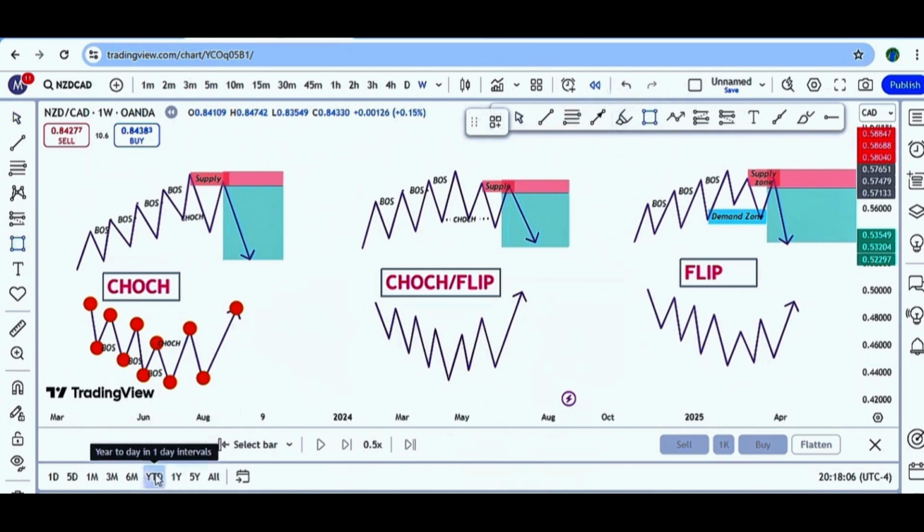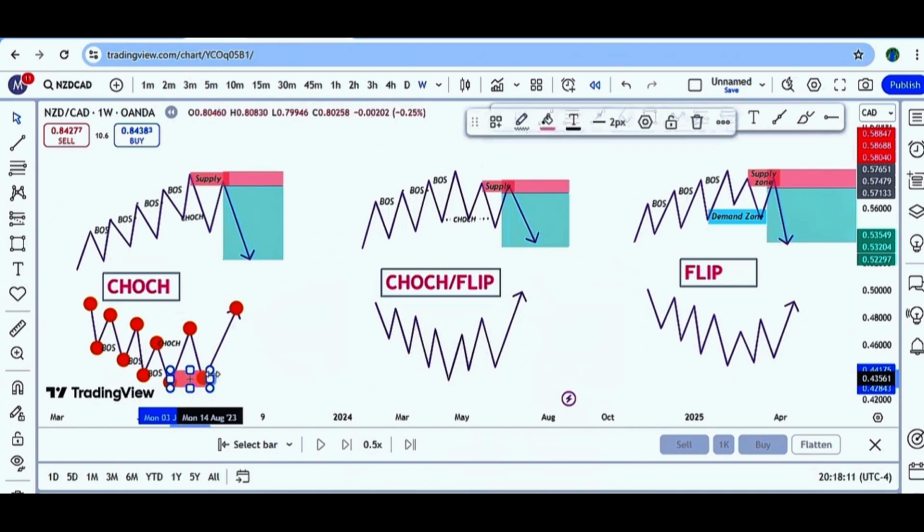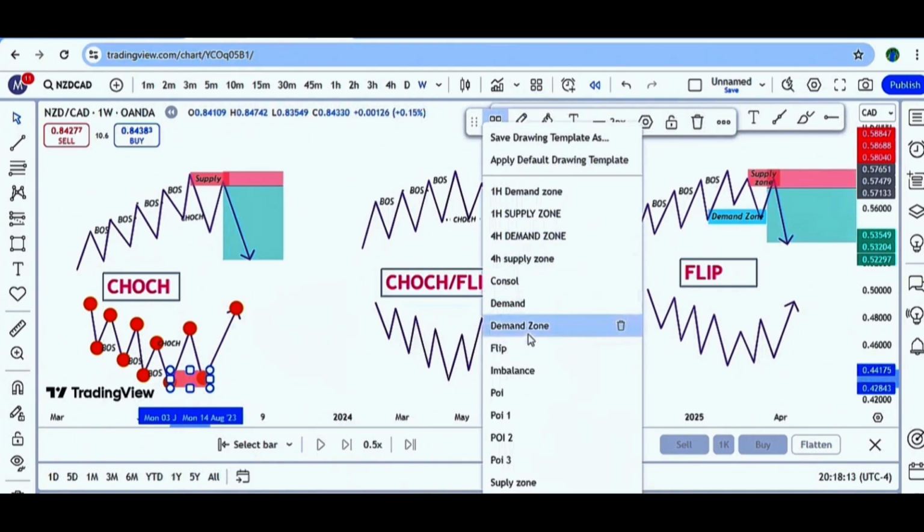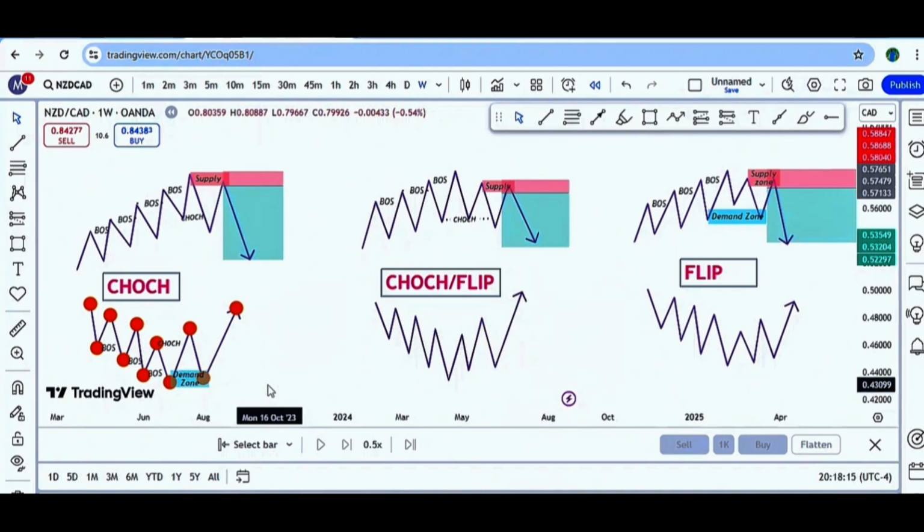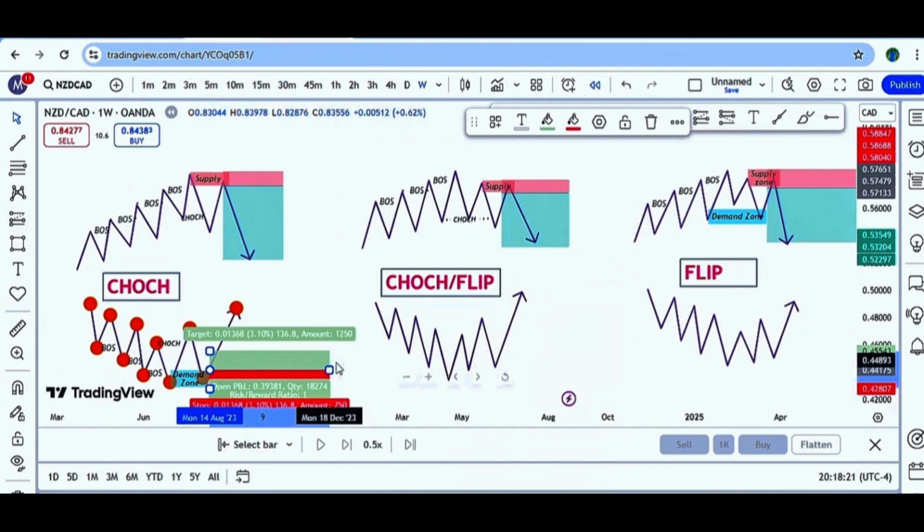come over and mark your demand zone here. That's where your demand zone is. You mark your demand zone, you initiate your trade and put your long position there.